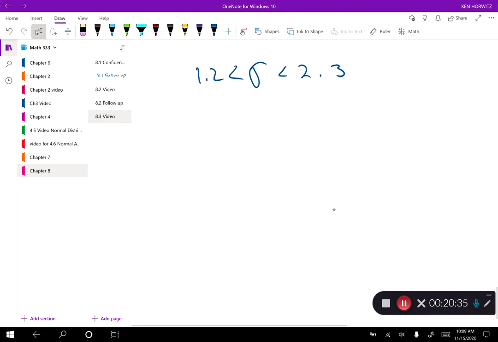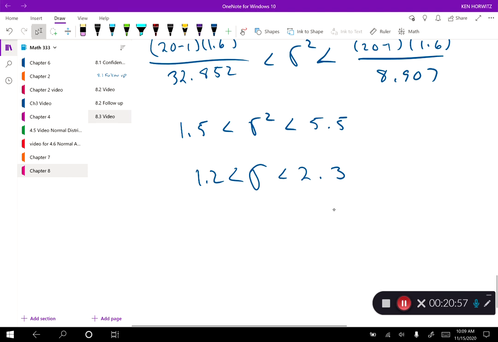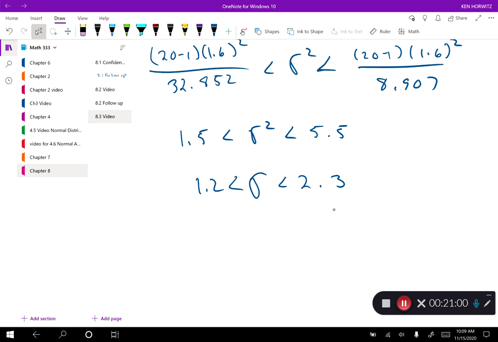I always like to finish mine off with a sentence. So my sentence could read something like this to tie it back into the context of the problem. One can be 95% confident that the true standard deviation for the nicotine content is between 1.2 and 2.3 milligrams based on a sample of 20 cigarettes. All right, if you wanted to do the sentence for the variance, you could, but it's much more common to talk about standard deviation than variance. As you noticed in this, we've used standard deviation quite a bit more.